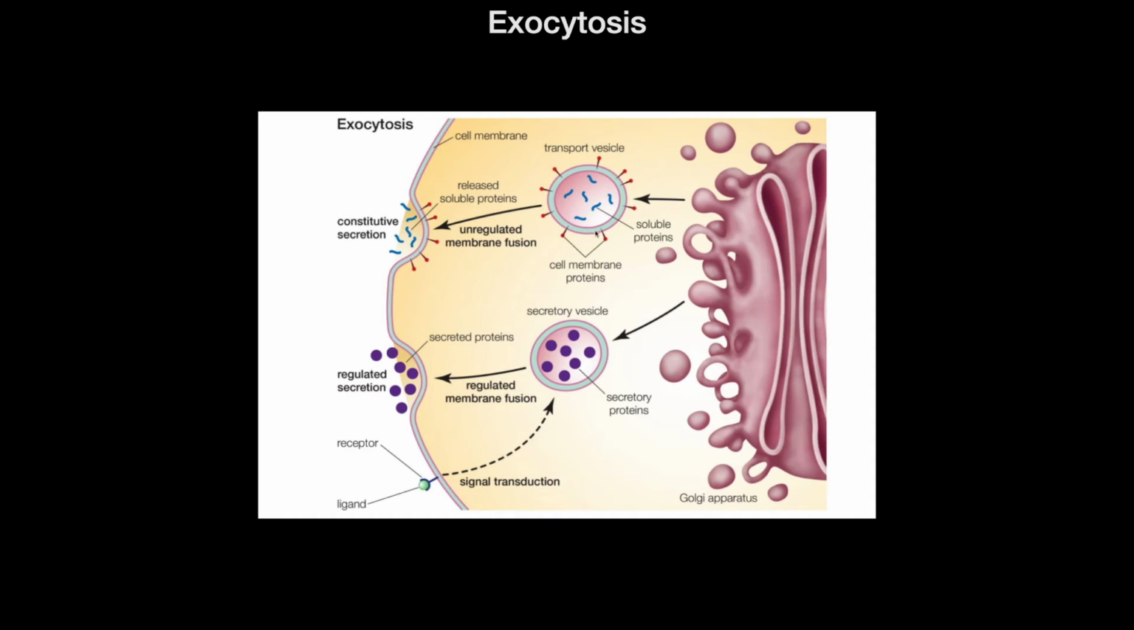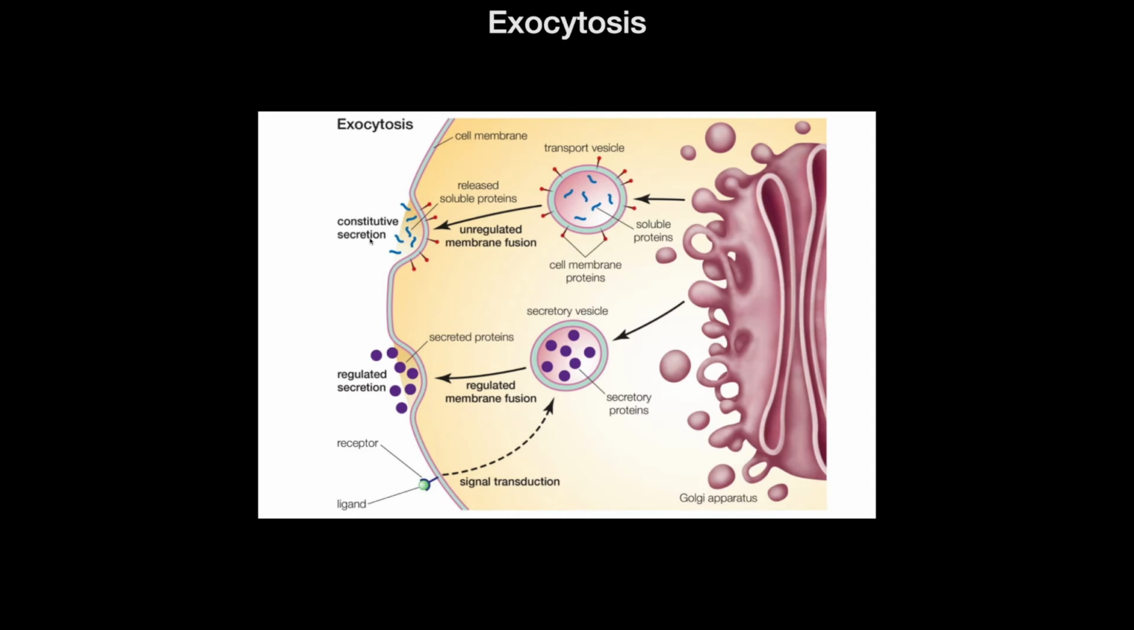Over here, we have something called a transport vesicle, and this is where we've made other types of materials. This could also be, again, waste materials moving towards the membrane. Once it binds to the membrane, it's going to release its material to the external environment.